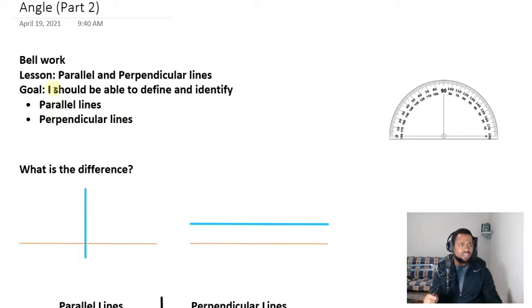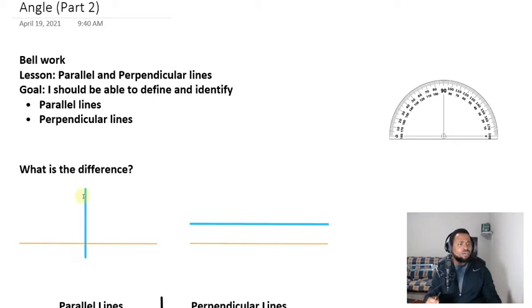So please don't forget to write this down in your notes, and while you're writing that down, I want you to pause this video a little bit and look at these two diagrams. The diagram on the left shows a blue line that is vertical and an orange line which is horizontal. Look at the difference between this relationship and the relationship between the blue line and the orange line on the right. So once you grab your pen, write down these differences in your notes. We are now going to talk about the differences.